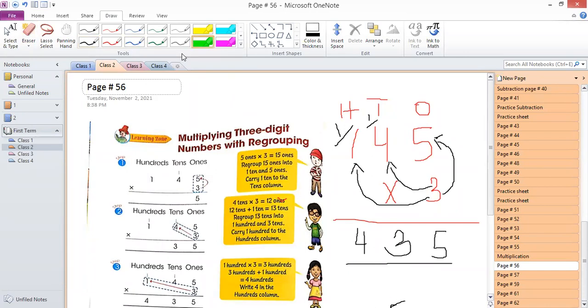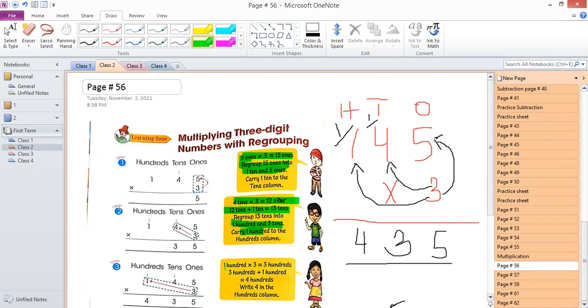How? I repeat, guys. You multiply 5 ones by 3 first. 5 ones by 3 equals 15 ones. So you regroup 15 ones into 1 ten and 5 ones. 5 you write here, and the 1 ten you regroup with the tens. Now, after getting 1 ten in the tens column, you will multiply 4 tens by 3. 3 by 4 equals 12. In 12, when you add 1, that will be equal to 13. So 13, you will regroup as 1 hundred and 3 tens. In that way, you will carry 1 hundred to the hundreds column.